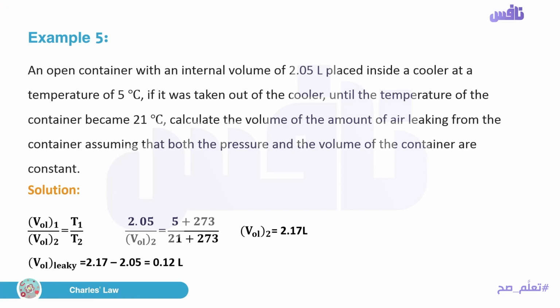So the volume of air leaking equals the final value minus the initial one, which is also called delta V, the change in volume. So it equals 2.17 minus the initial volume, which is 2.05. Using your calculator, the value will be 0.12 liters. And with this, we have finished this part, and also we have finished the lesson.